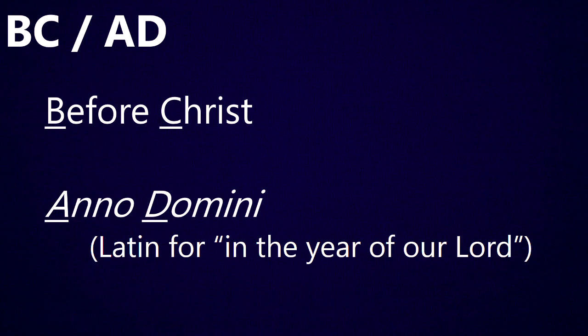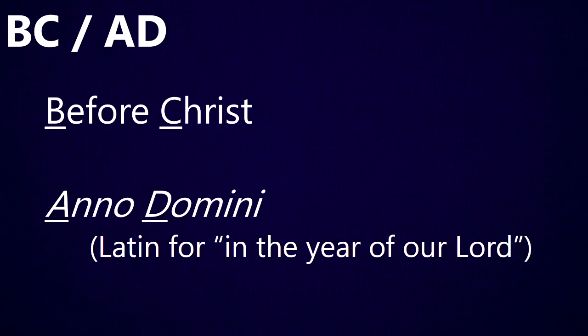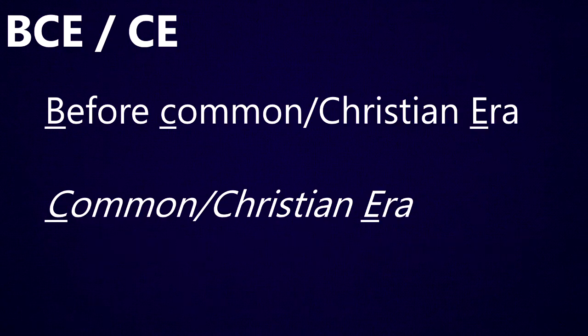However, in an effort to be more politically correct, these have changed in some textbooks to BCE and CE. They're the same numbering, but the representation, the abbreviation, is different. BCE stands for before the Common Era or before the Christian era, and CE stands for the Common Era or the Christian era. And we'll just pronounce the letters: BCE or CE.